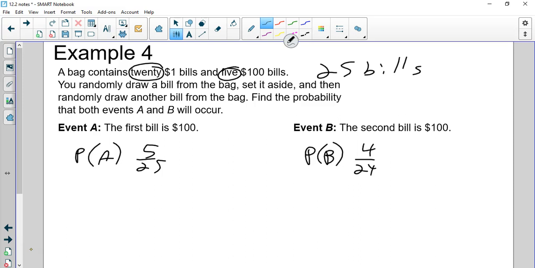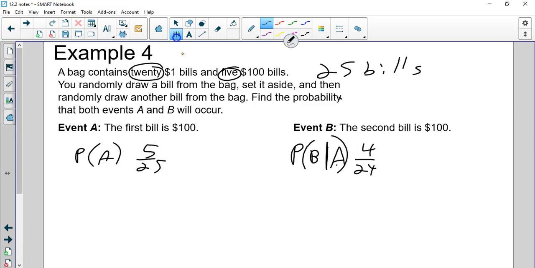And I'm sorry, I forgot to write the special designation. There should be probability of B given A, because A has occurred. That's what that line means. Once A has occurred, it changes the odds of B.